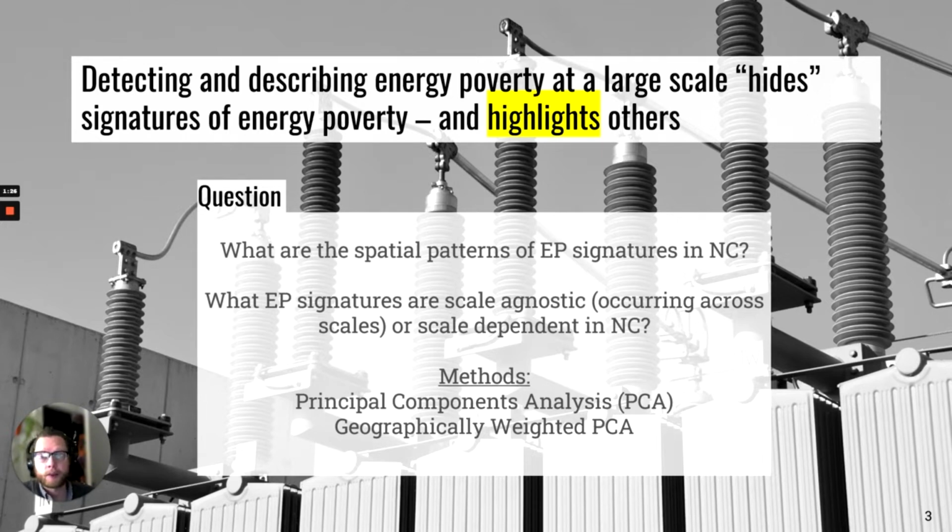So the main questions I'm looking at are: what are the spatial patterns of energy poverty signatures in North Carolina? What energy poverty signatures are scale agnostic, meaning they occur across all of the different geographic scales that we might look at, or scale dependent, meaning they're very specific? The methods I use are principal components analysis and geographically weighted principal components analysis.